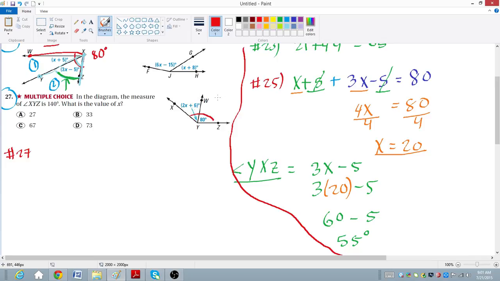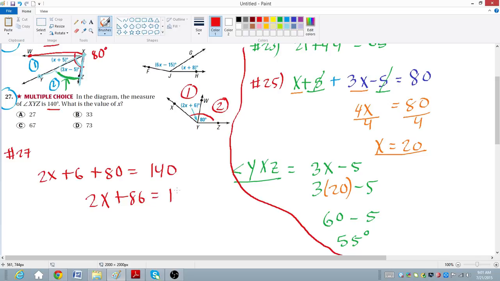What is the value of X? So here they're asking for X. They're not asking to find whatever the angle is. So let's just solve it. I know that angle 1 plus angle 2 equals 140. So let's say 2x plus 6 plus angle 2, which is 80, equals 140. Now solve for x. So I have 2x plus 86 equals 140.